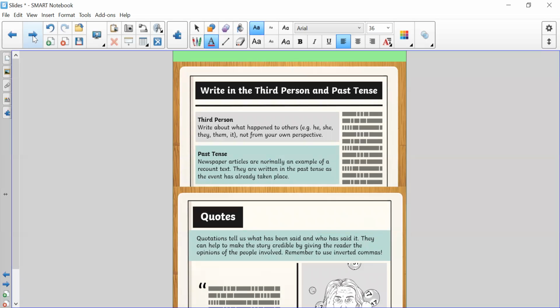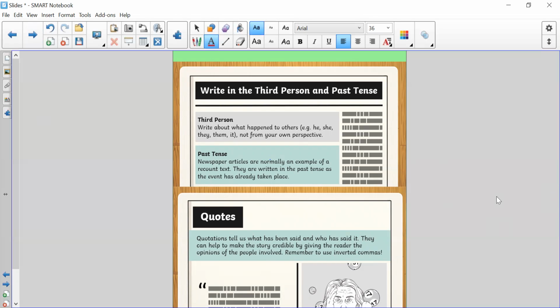So newspaper reports are written in the third person and the past tense. So the third person is when you write about what happened to others. So you use words such as he, she, they, them, or it, not from your own perspective. Who can remember what the words he, she, they, them, and it are called? They replace a proper noun. So what are they known as?